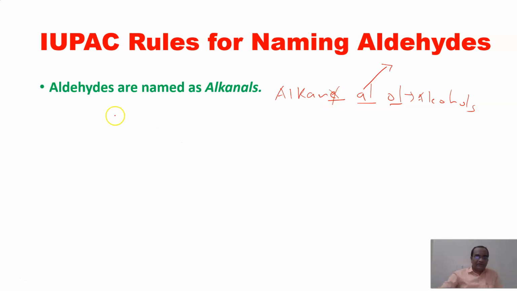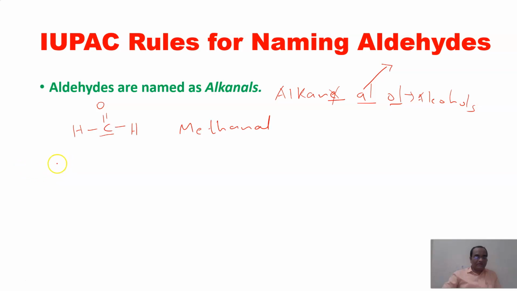Now let us see one common example. The common name for such a compound is formaldehyde, and in IUPAC nomenclature, it is called methanal. Whenever we are considering the carbonyl functional group, we have to count its carbon. So that is why it becomes methanal. Instead of the E of methane, we are just putting Al by dropping E.